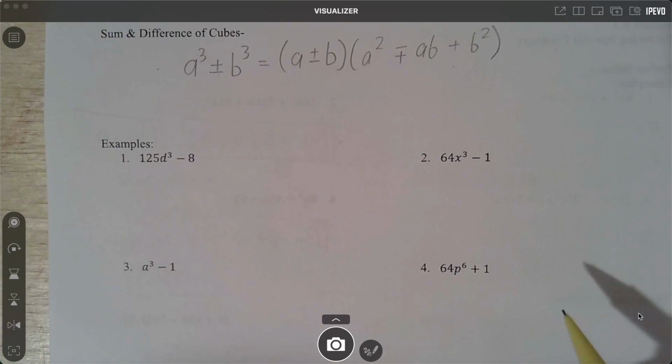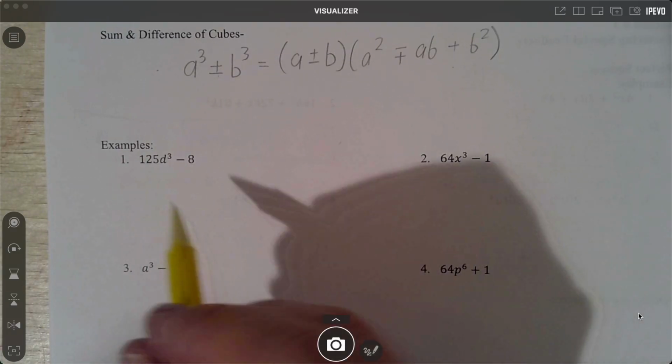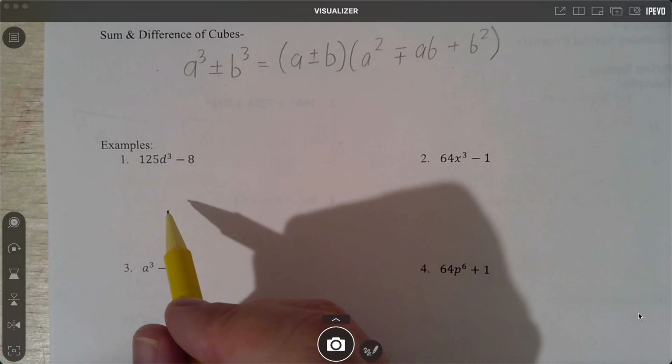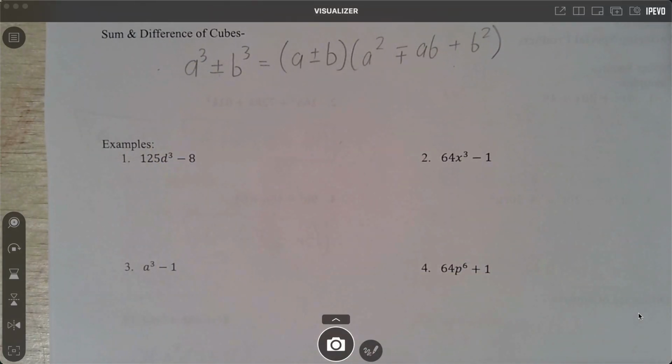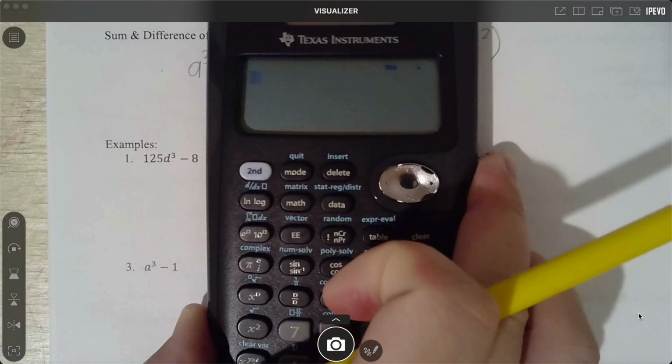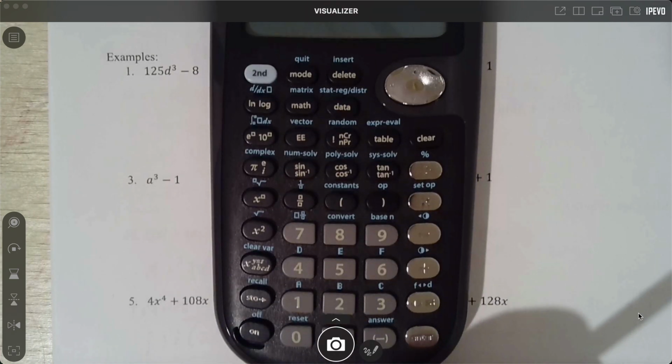Anyways, so how does this formula end up working? Let's go through a few examples. So we need to figure out how to find the cube root of something. There's a few ways of doing that. I guess on this calculator that I'm using, let me see here.